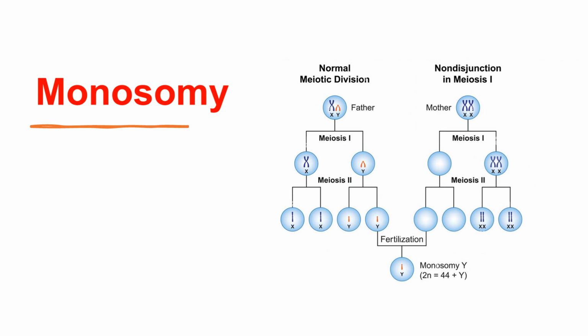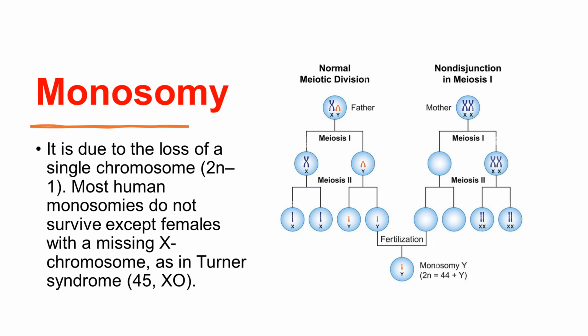Monosomy. It is due to the loss of a single chromosome, 2n-1. Most human monosomies do not survive except females with a missing X chromosome, as in Turner syndrome, 45,XO.